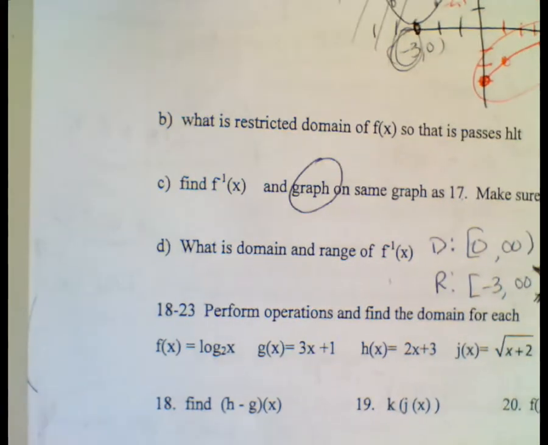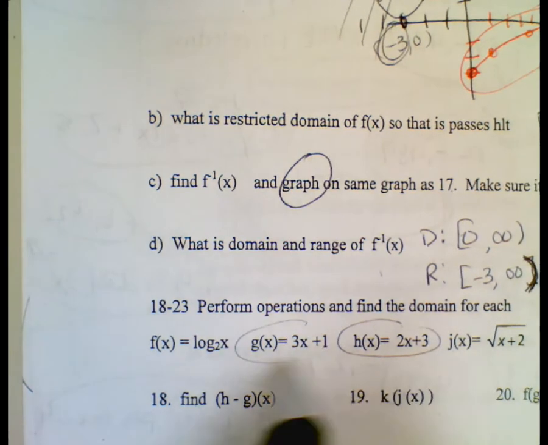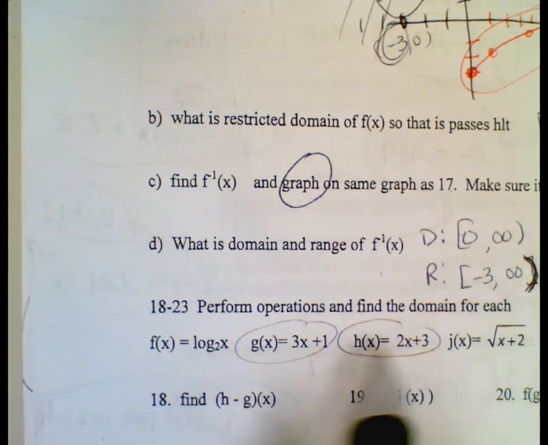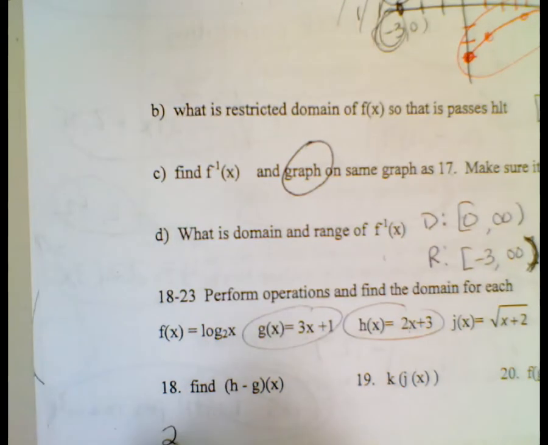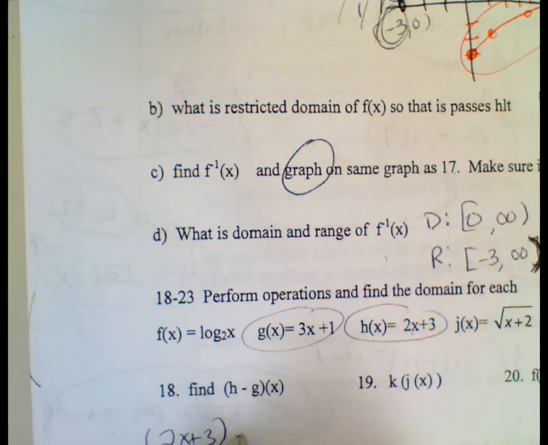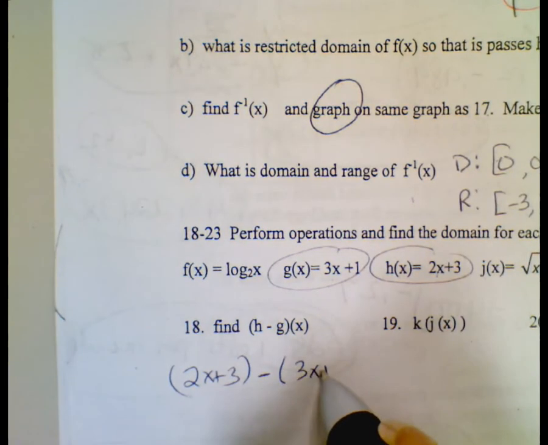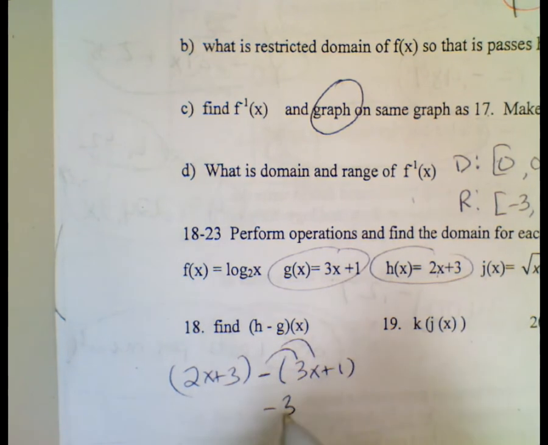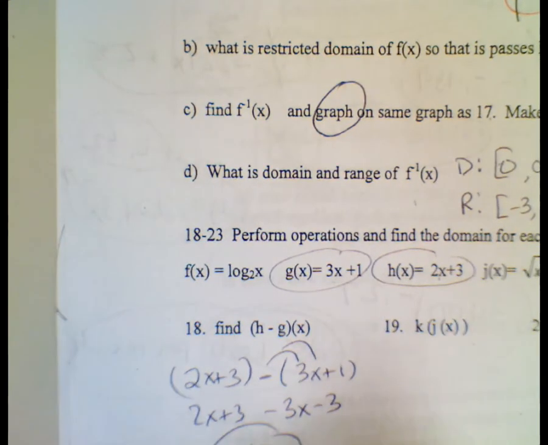Perform operations and find the domain for each. Okay, so this first one is h minus g. If you look at h and g, there's no restrictions on any domain. This is a line and this is a line, so you don't have to worry about any domain restriction. So h is 2x plus 3, put it in parentheses, minus g, and g is 3x plus 1. Distribute your negative and add like terms. All real numbers for your domain.